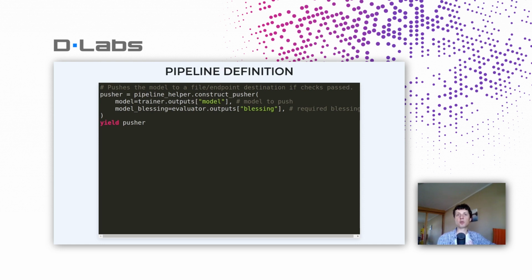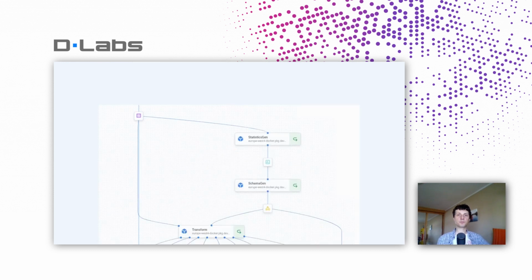To this pusher component we are passing, of course, the candidate model, and the model blessing from the evaluator component. If the model doesn't get a blessing, it's not going to be pushed, and this is a way of making sure that you never push to production a model that doesn't conform to the thresholds, for example accuracy thresholds, that you set for it. Or you can also prevent a model that is worse than the previous model from being pushed.